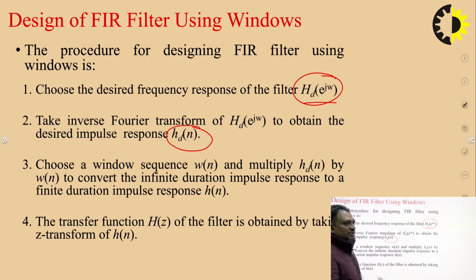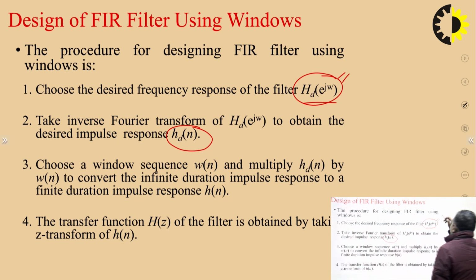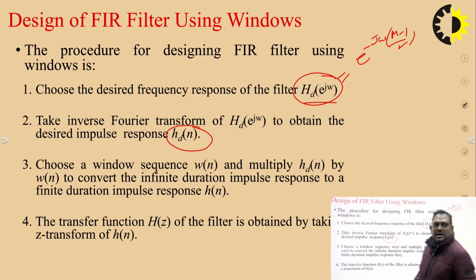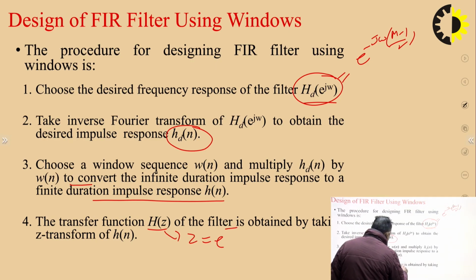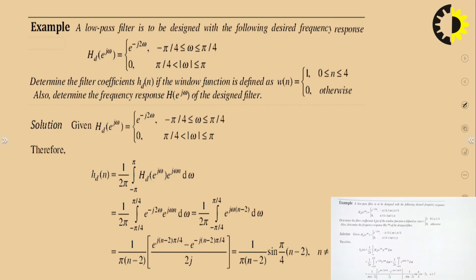We will choose a causal window when this frequency response already starts from 0, meaning it was delayed by an amount e to the power minus j omega (M minus 1) by 2, where M is the filter length. So choose a window function sequence w(n) and multiply hd(n) by w(n) to convert the infinite impulse response to a finite duration impulse response h(n). Then we can take the Z transform to get H(z), or we can also obtain the frequency response by simply putting z equals e to the power j omega. So here is the question.